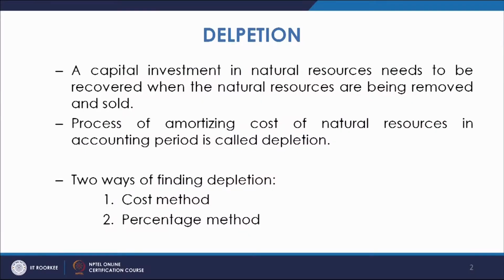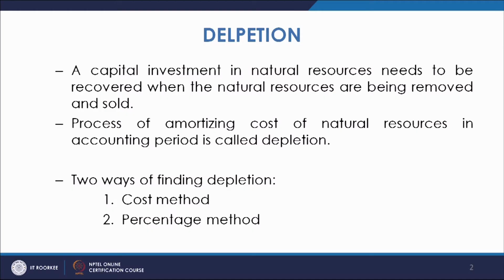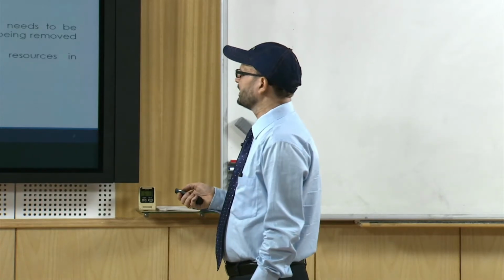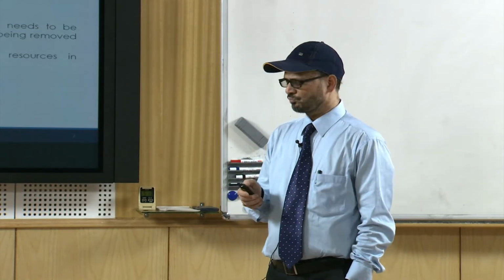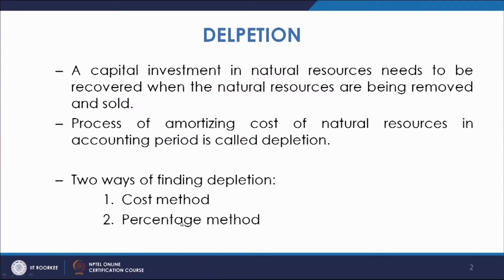So, basically as time progresses, the amount of resources is being depleted, and for that a depletion allowance is given for the recovery of the loss which is caused because the natural resources are lost during the mining process. So, there are two ways of finding these depletion charges. One is the cost method and another is the percentage method.